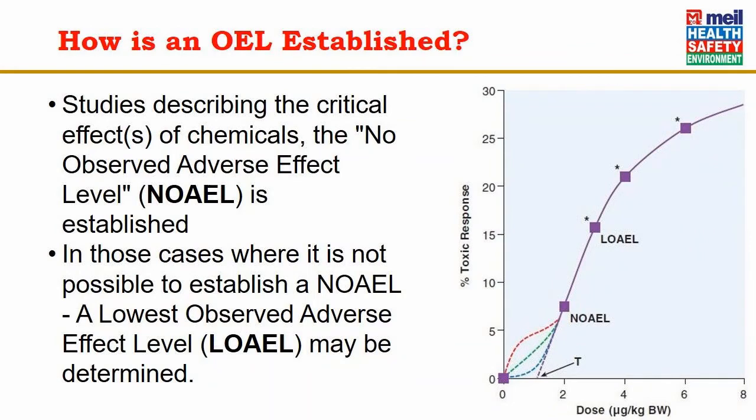How is an OEL established? One of the major factors is studies describing the critical effects of a chemical, from which the no observed adverse effect level, NOAEL, is established. So that means below this, absolutely no adverse effect on the human body is observed. In those cases where it is not possible to establish a NOAEL, a lowest observed adverse effect level may be determined. So the other approach is you find the lowest observed adverse effect level.